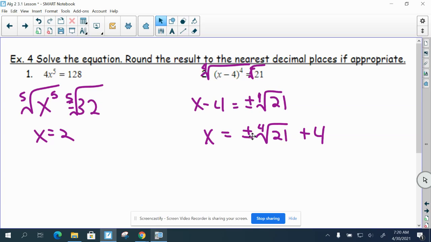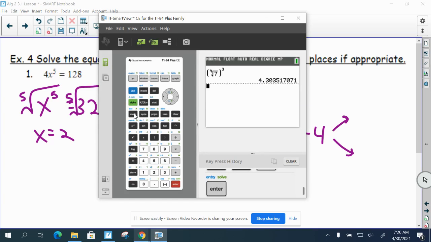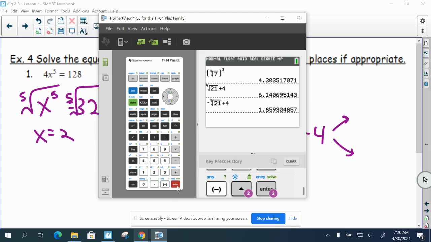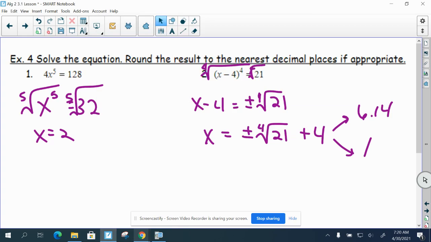But if I wanted decimals, then I would put this into my calculator 2 different ways: the regular fourth root of 21 plus 4, and then negative fourth root of 21 plus 4. So we'll do math, go down to 5, fourth root of 21 plus 4. Make sure you get out of the radical symbol. And then negative that. So 6.14 and 1.86 would be your answers there.